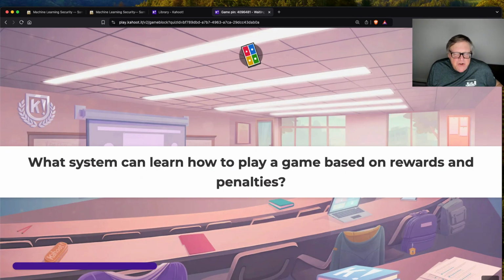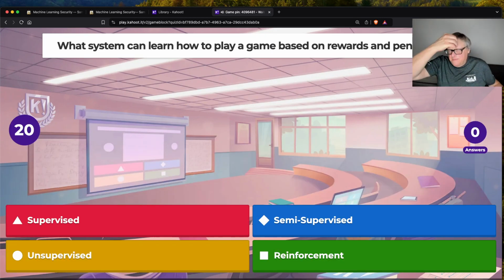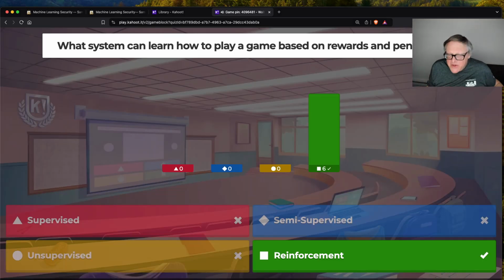All right, and which system learns how to play a game based on rewards and penalties? That's reinforcement learning. You get positive or negative reinforcement after attempting the task.